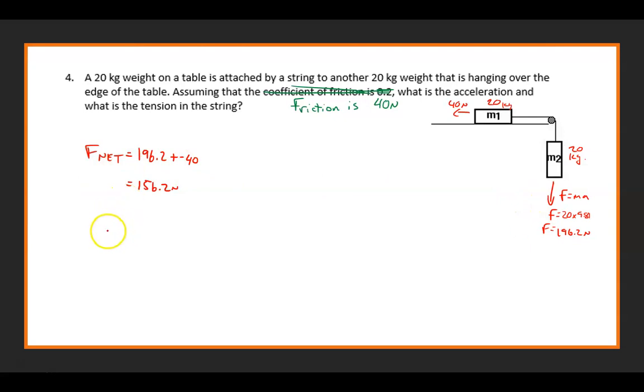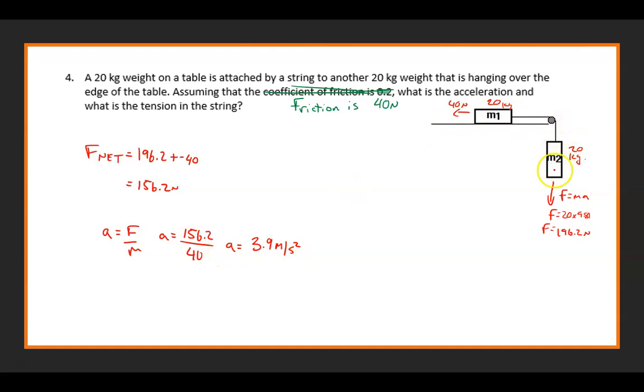The acceleration, F over m, is just going to be that 156.2 divided by 40 kilograms, because overall that's moving this 20 and this 20. So that acceleration is going to be 3.9 meters per second squared.